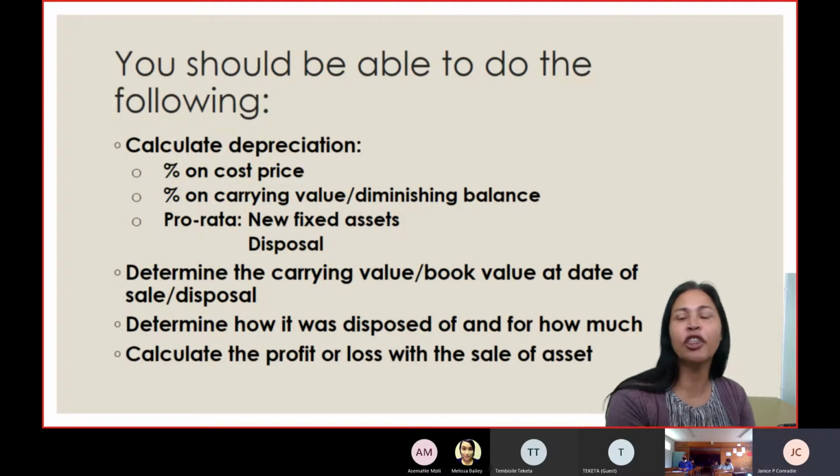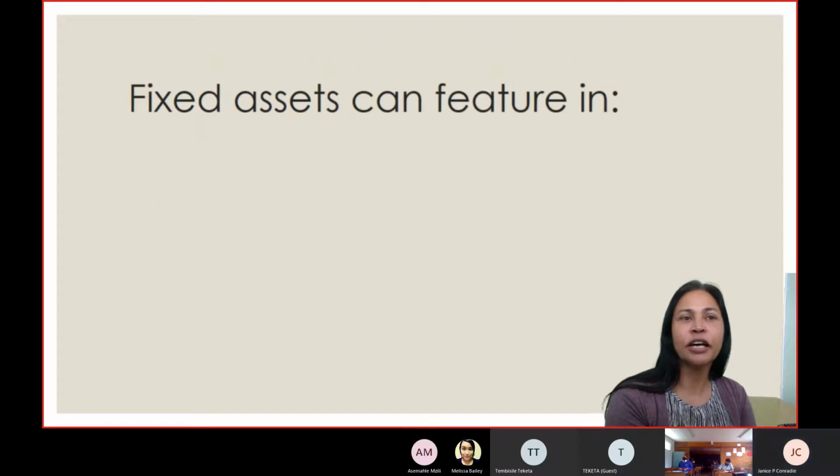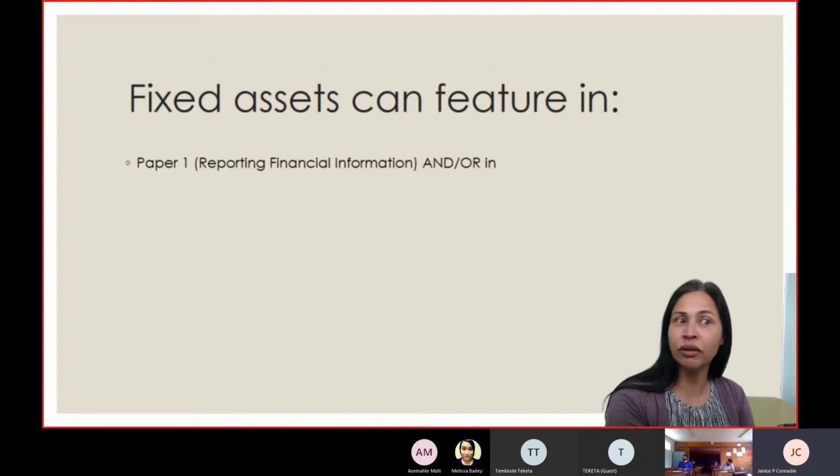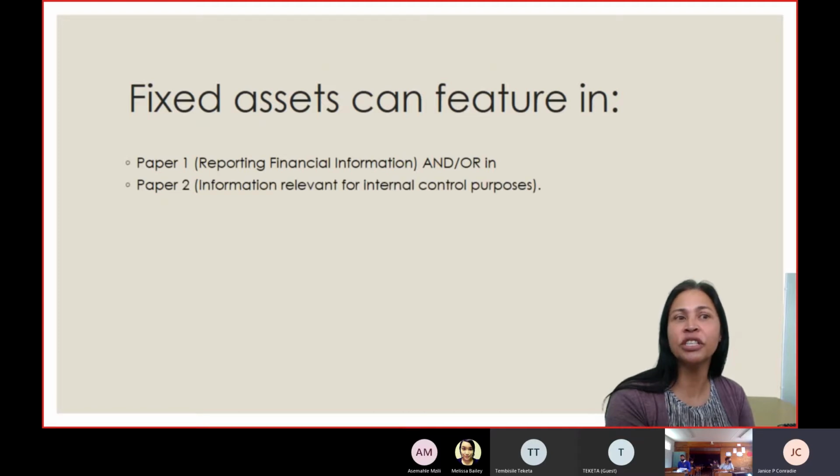You must be able to calculate the profit or the loss on the sale of an asset. So where will you find this? You now have 2 papers in grade 12. So you can either find fixed assets in paper 1, which deals with the financial reporting, but it can also be assessed in paper 2, which deals with the internal control purposes.